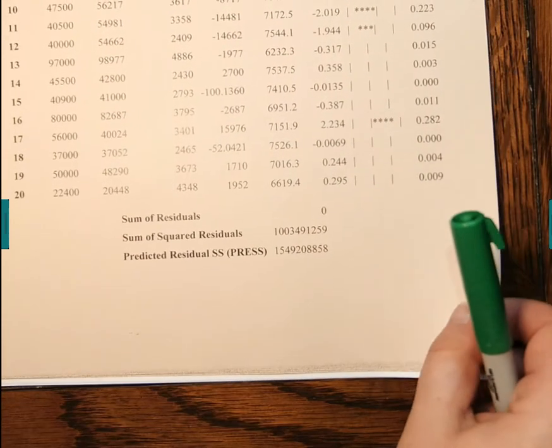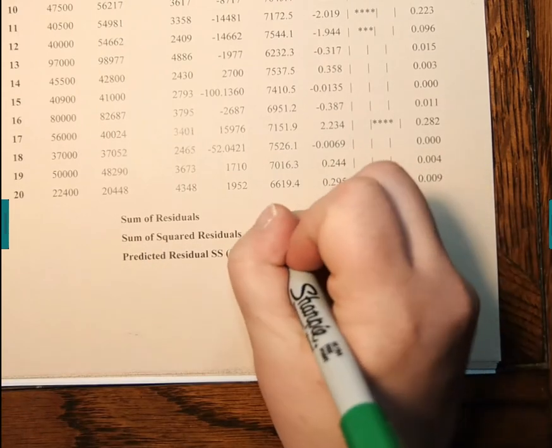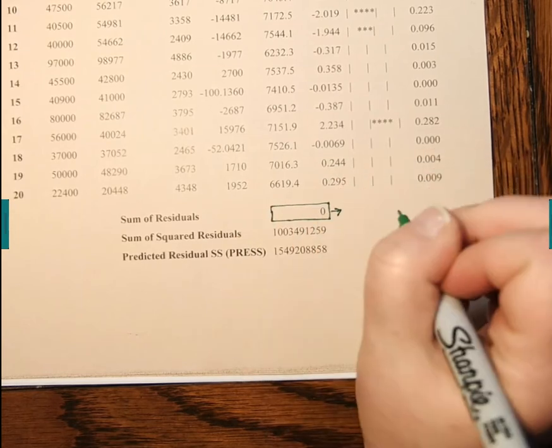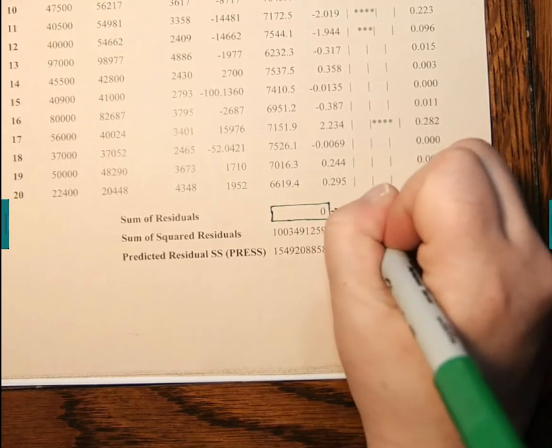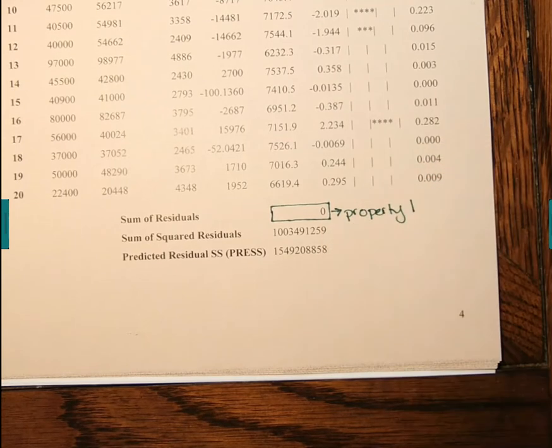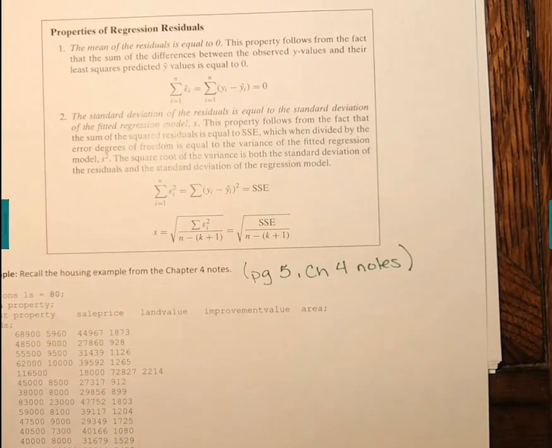And then if we look down here at the bottom, notice that we've got the sum of the residuals is equal to 0. So this right here is illustrating property 1 from the previous page. And so that's this property right here, that we get the mean of the residuals is equal to 0.